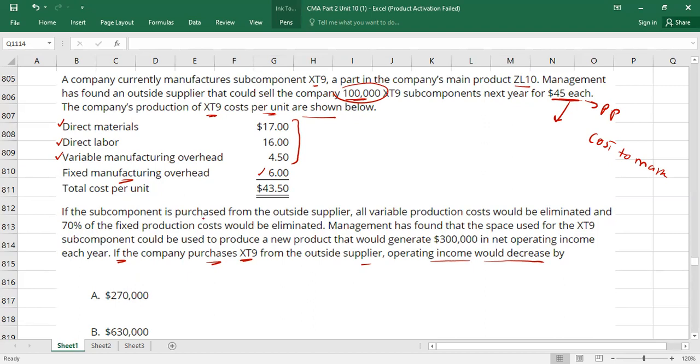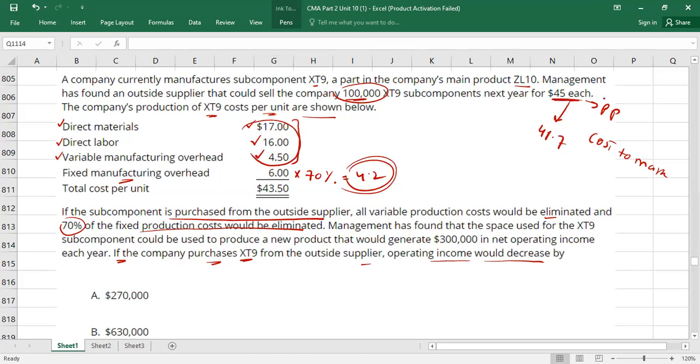Then, if the subcomponent is purchased from an outside supplier, all the variable production cost would be eliminated. It means variable cost is relevant. And 70% of the fixed production cost would be eliminated. It means $6 is not fully relevant. Only 70% of $6 is relevant, because 70% of $6 can be eliminated. So $6 times 70% gives you 4.2. Now what is your relevant cost? It will be 17, which is variable, 16, which is also variable, plus 4.5, which is also variable, plus from fixed cost, 4.2. If you add all these costs, it is going to be 41.7.